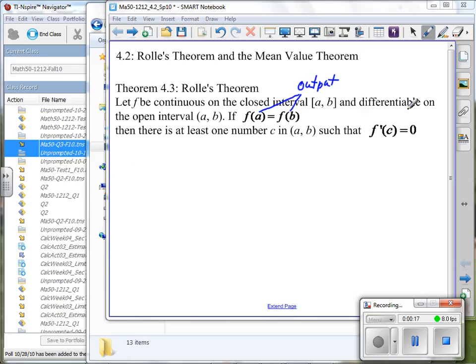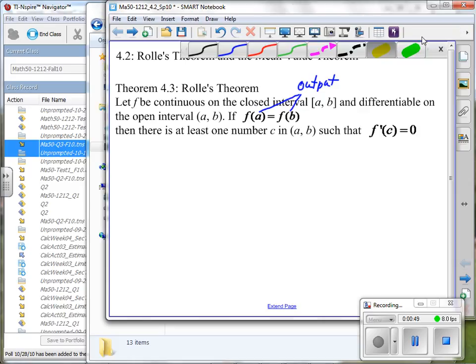Functions continuous on the closed interval, differentiable on the open. F of A, F of B represent the output value. So we have two output values of the function equivalent. Now, these are output values. Are they significant output values? Is there anything special about these output values? They're equal. What else? What's A and B? Yeah, the endpoints of the interval.